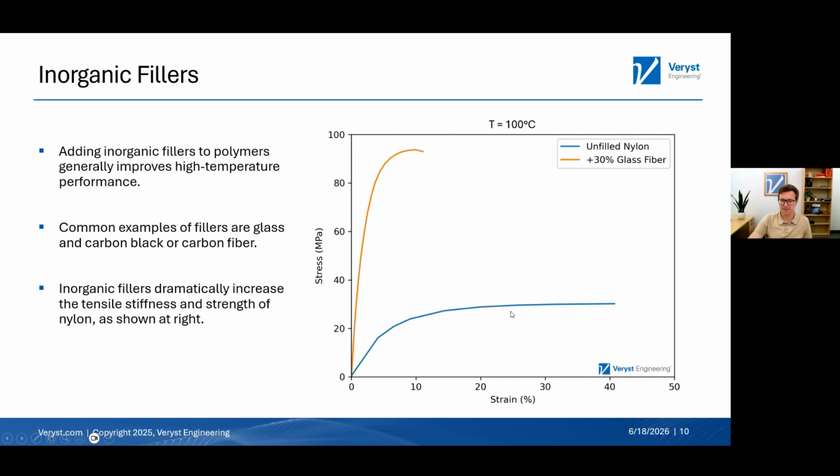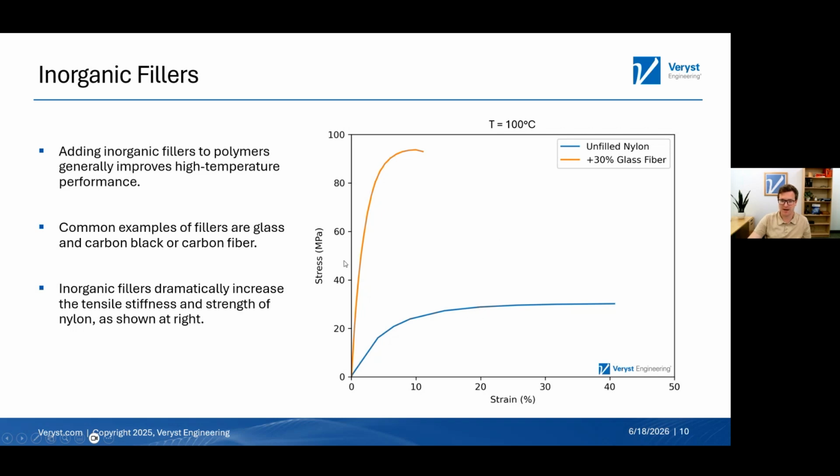So this response where we see this unfilled nylon measured at 100 degrees C, still below the melting point of the crystalline domains in the nylon. So we get this kind of classic rubbery, semi-crystalline thermoplastic response with a yield stress around 25, 30 megapascals.